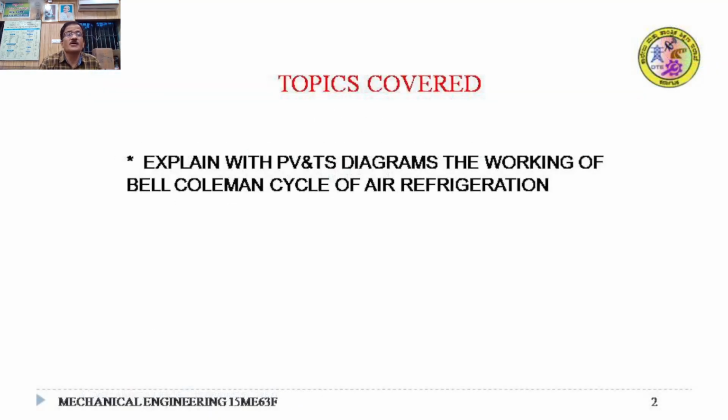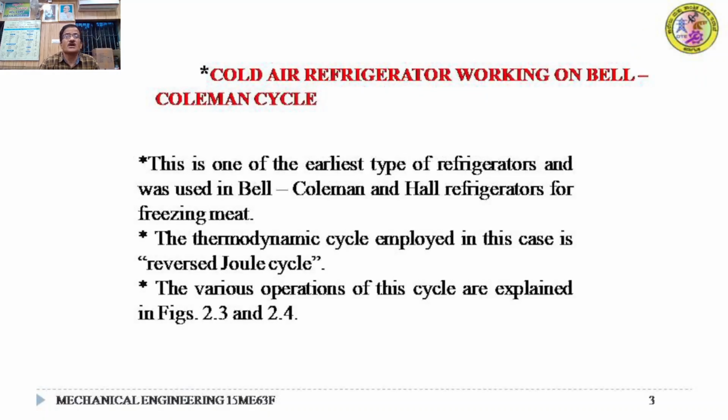The topic covered is to explain with PV and TS diagrams the working of the Bell Coleman cycle of air refrigeration. In session 6 we discussed the reversed Carnot cycle. Another very famous air cycle is the Bell Coleman cycle, a cold air refrigerator. Actually this cycle was used in the Bell Coleman and Hall refrigerator for freezing meat in Britain.